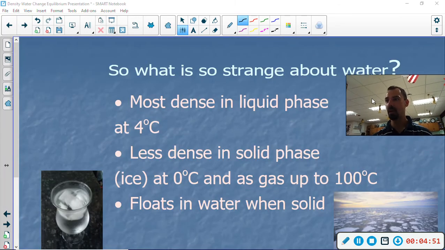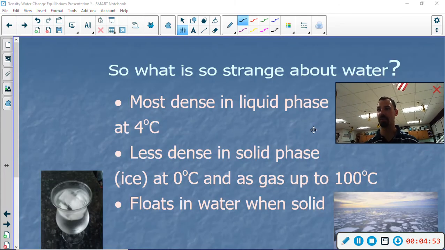Okay, so water, I said, was weird. And what makes it so weird? Well, it's most dense in its liquid phase at around 4 degrees Celsius. That's a rounded number. It's actually exactly 3.98 degrees Celsius, which is on the front of your reference table.